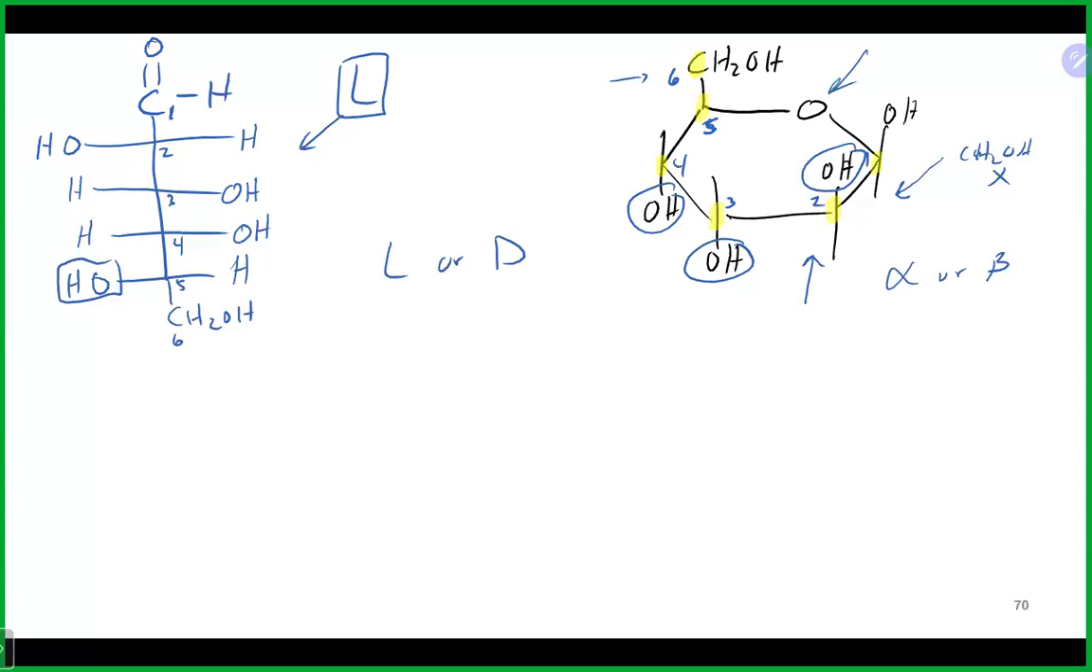So if you did want to open the ring, again, you basically just work backwards based on where the position of the OHs are on the ring. If they're pointing up, they go back to the left-hand side. If they're pointing down, they go back to the right-hand side. And again, that last carbon will usually be determined by what you're asked to draw, either L or D. Any questions on how to open it?